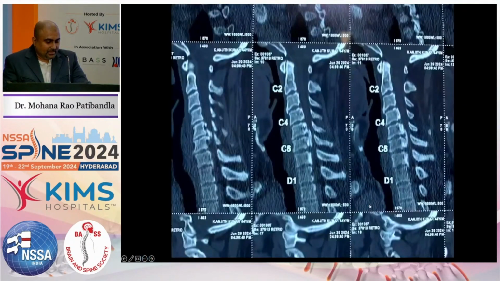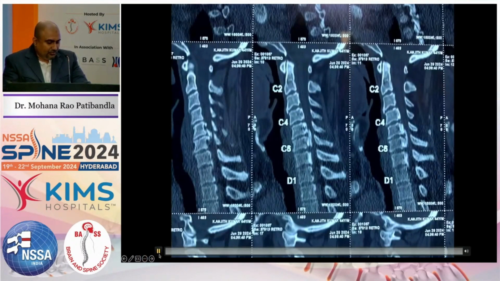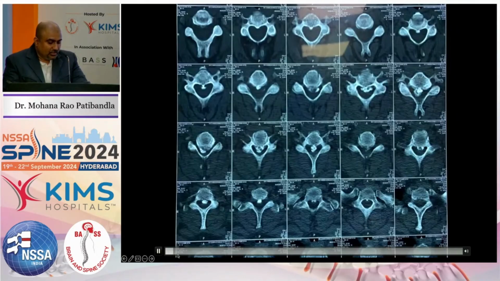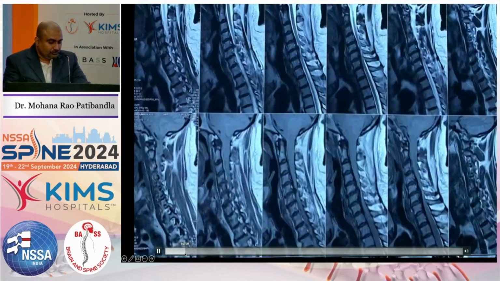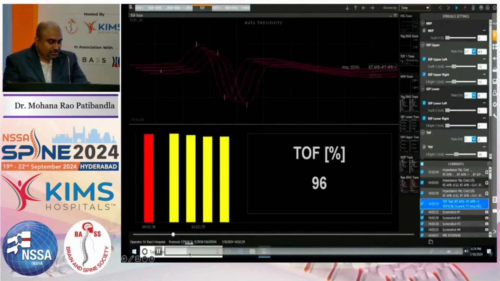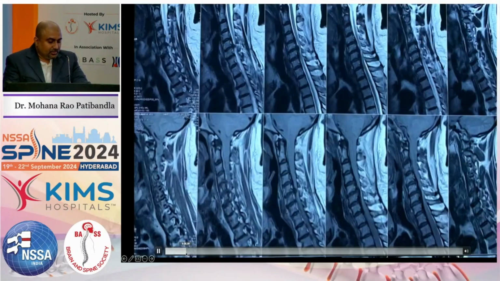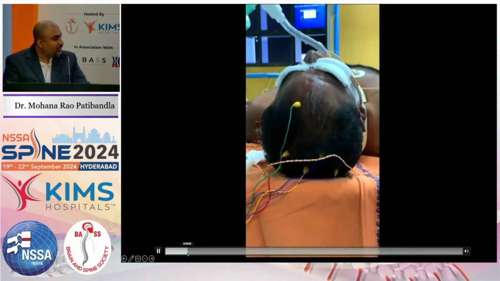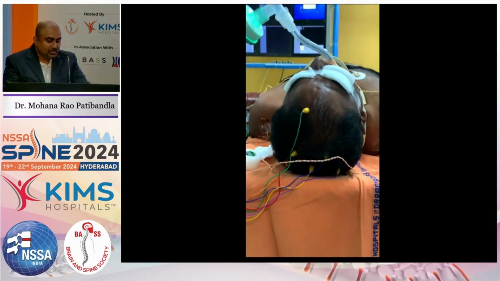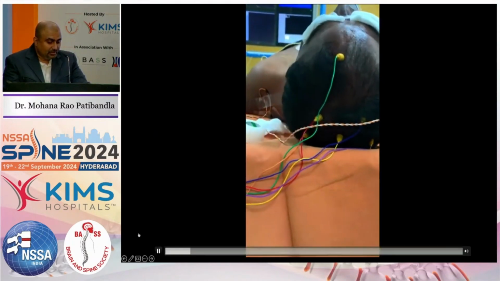So this is a case I want to show you, before positioning and after positioning. This is the OPLL with severe cord compression. So the TOF is one of the important things for the anesthesia checkup. And then we will position the patient.